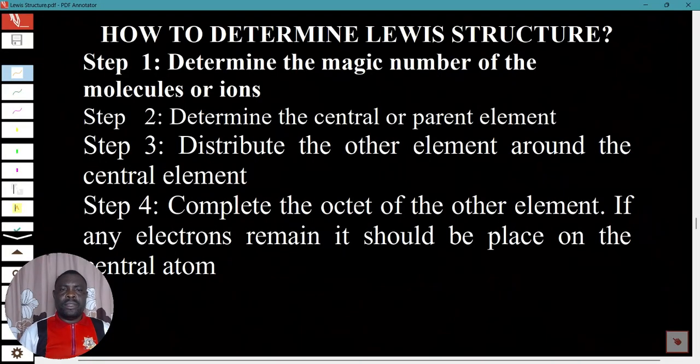Welcome to today's class. In today's class, we will be going through the Lewis structure of various molecules and ions.